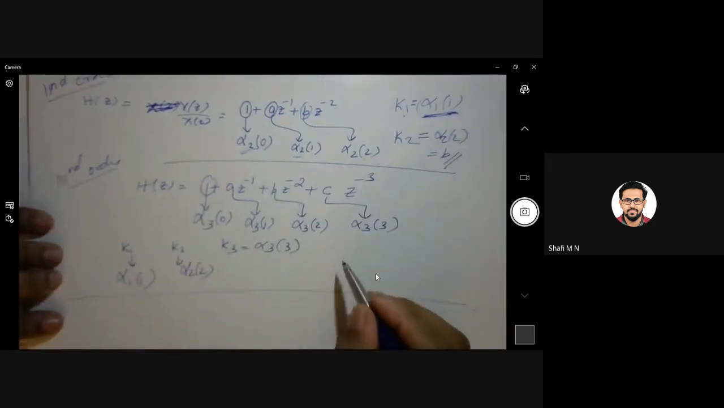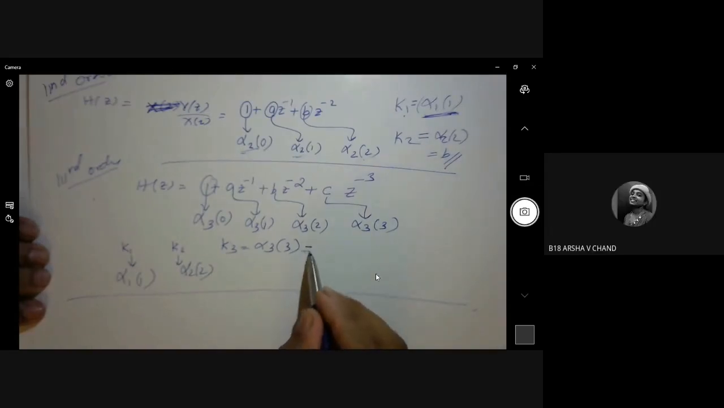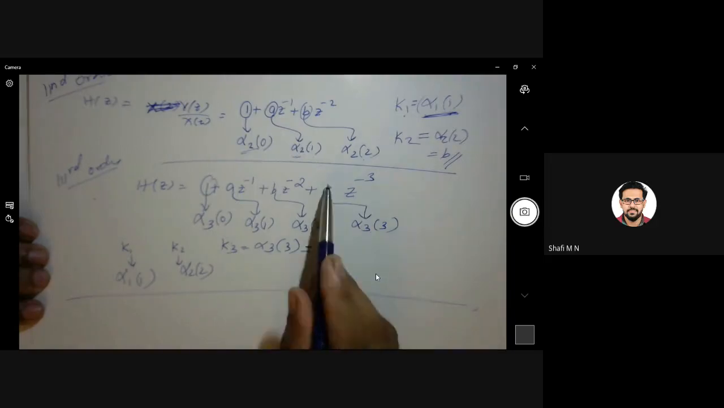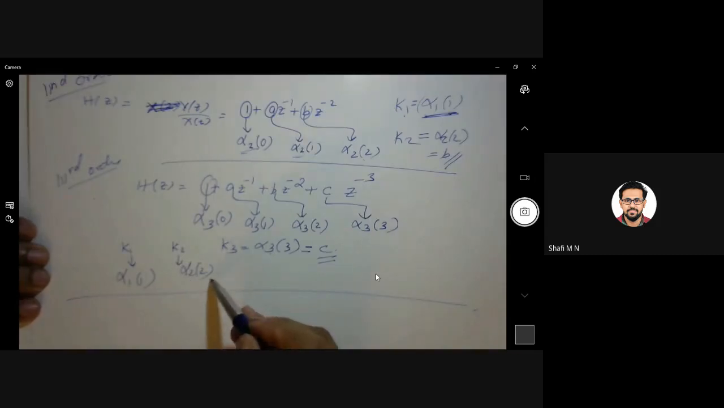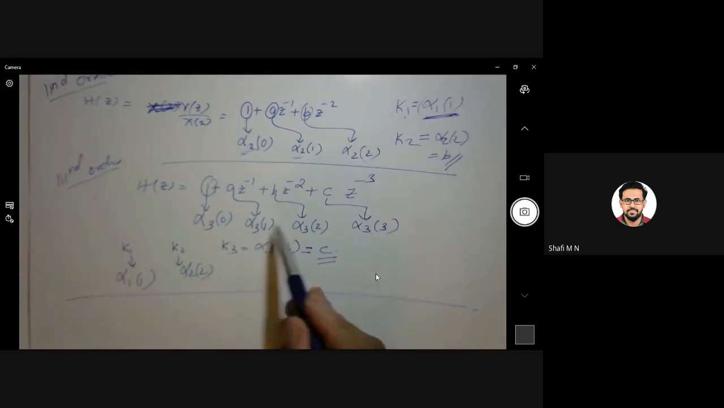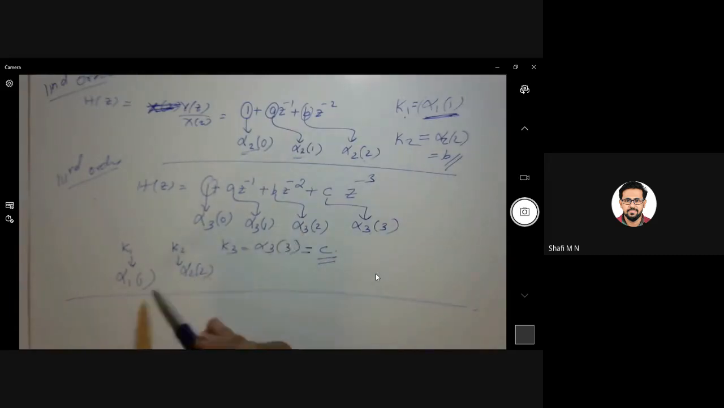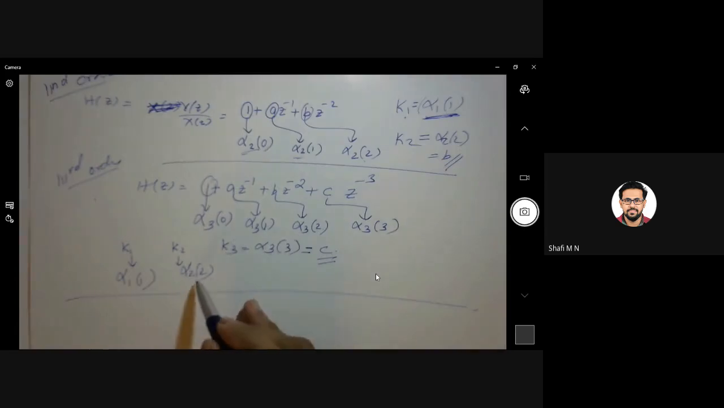So here we definitely have 3 coefficients, K3, K2 and K1. What is your K3 in this example? Alpha 3 of 3, and that is particularly c. So that's fine. But for alpha 2 of 2, you need alpha 2 of 2 and alpha 1 of 1. Unfortunately, all the indices are in terms of 3. But what I want is something in terms of 2 and 1, right? That means you need a general expression. If you know these things, you will be able to compute alpha 2 of 2. We will look into that.